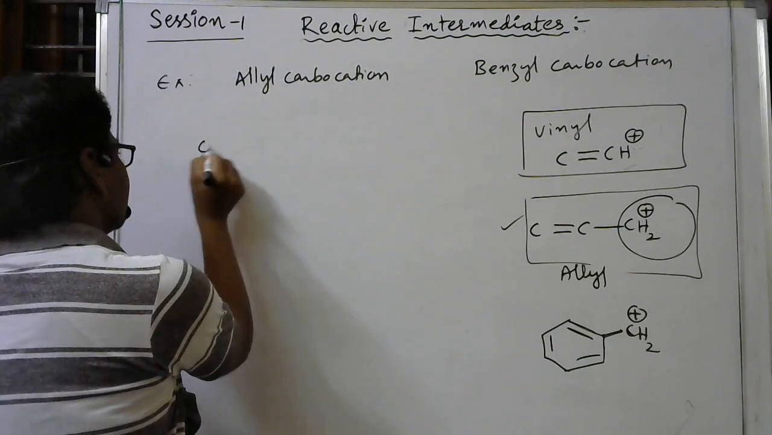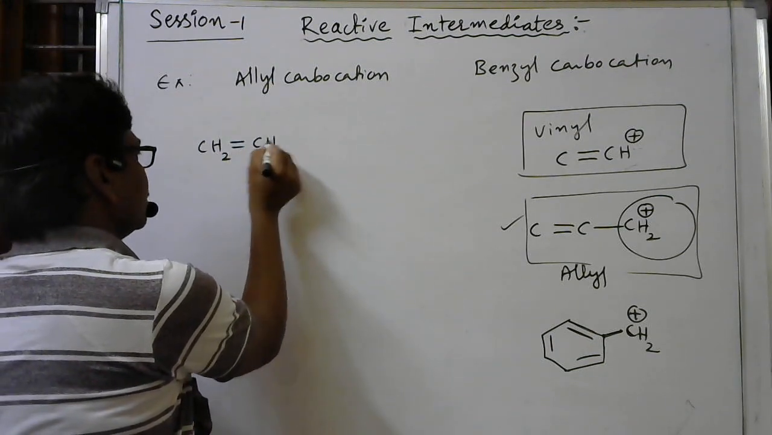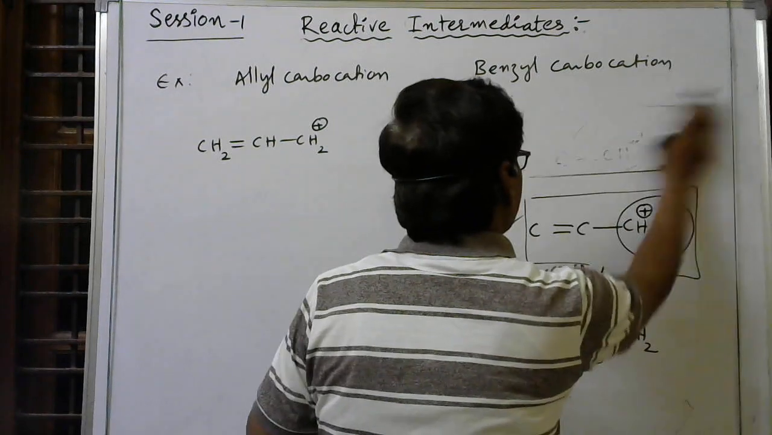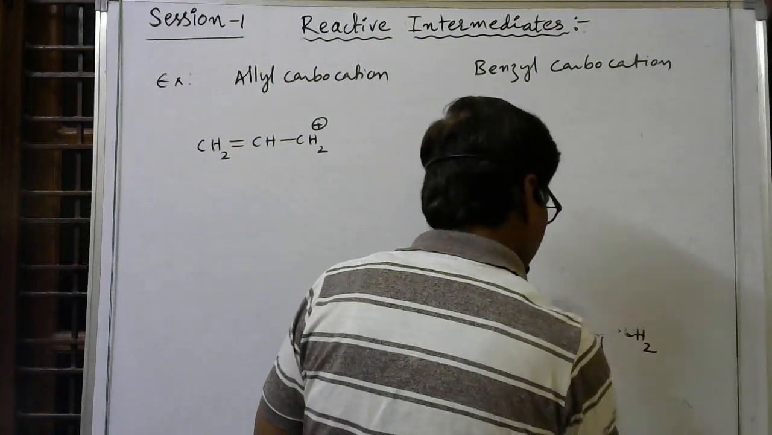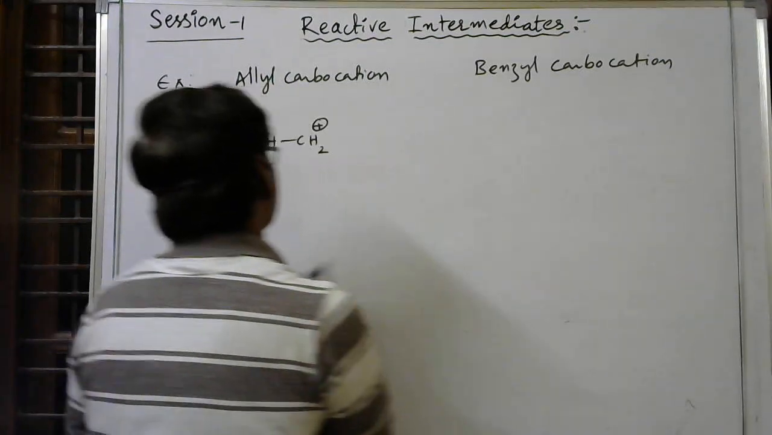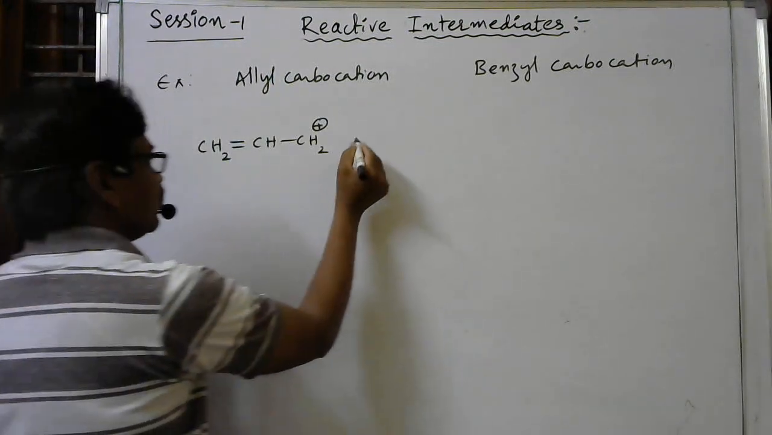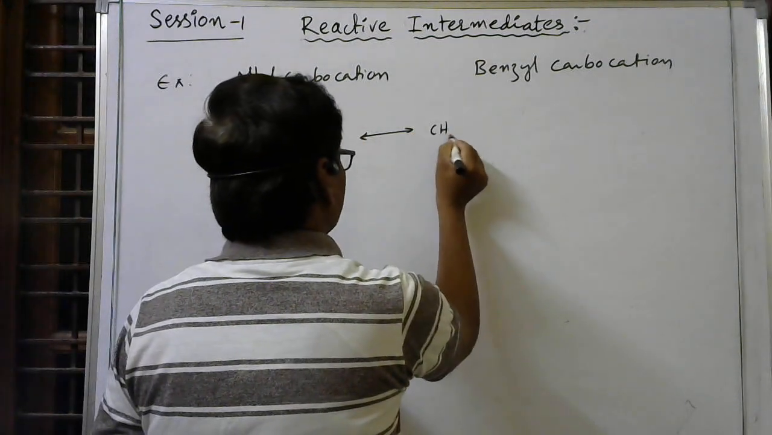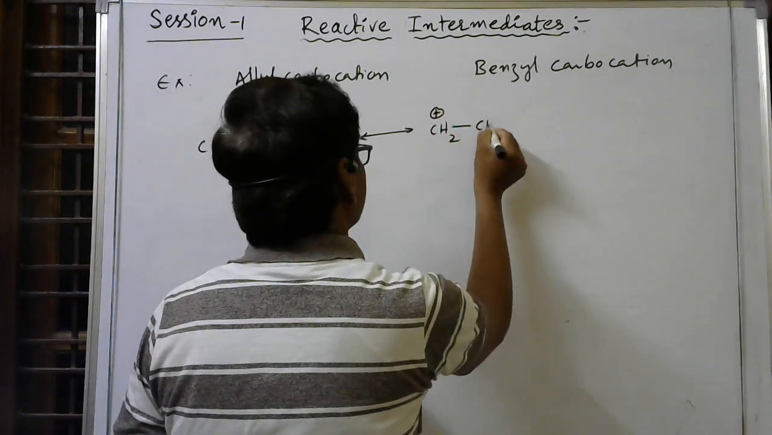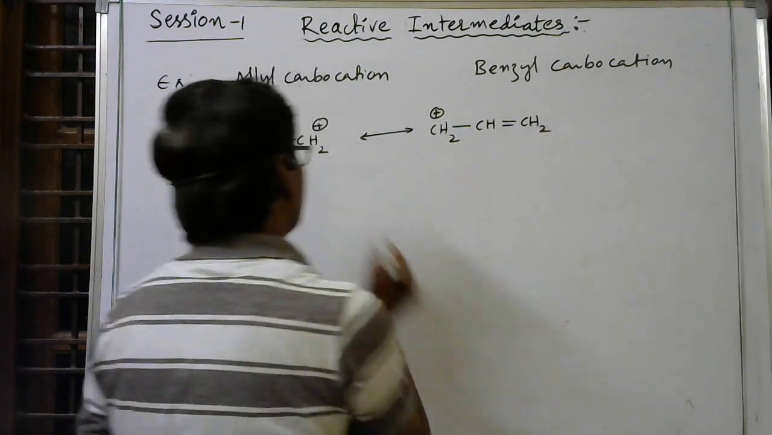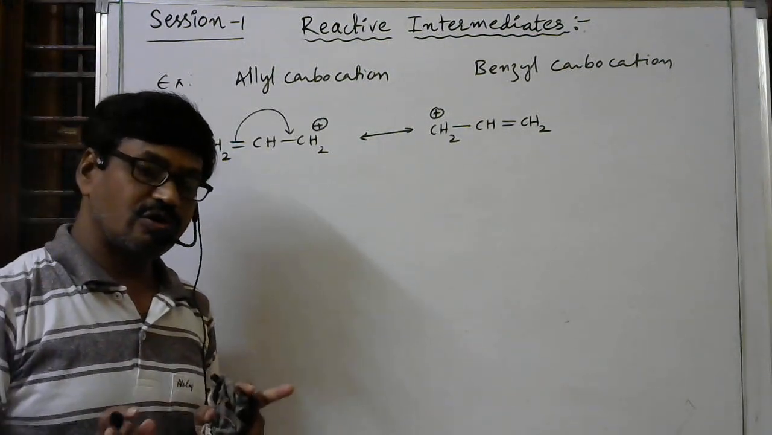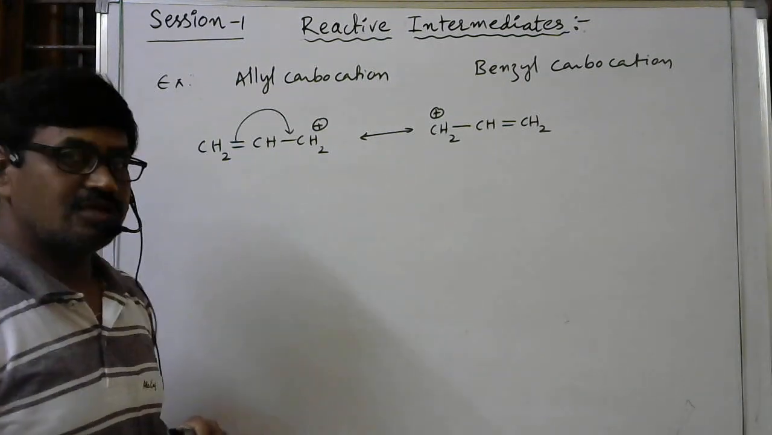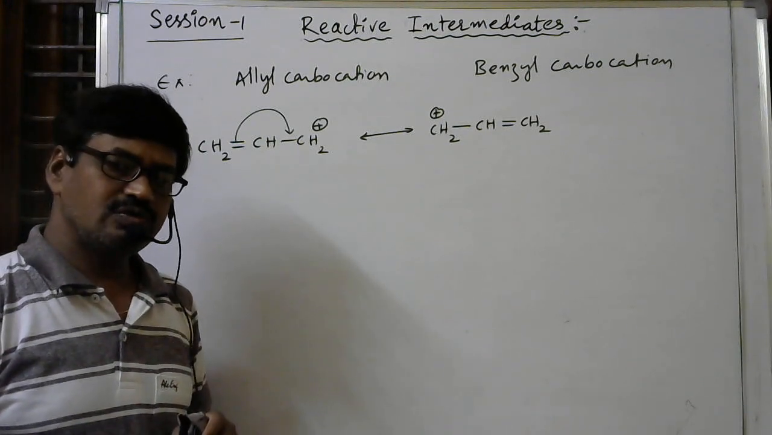Allyl carbocation: you write CH2 double bond CH, CH2 positive charge. This is the allyl carbocation. Allyl carbocation has resonance. Because of stability with respect to resonance, it is more stabilized. See here, one more resonance form: this pi electron shifted from here to here. So CH2 plus, single bond, CH double bond CH2. Like this, it has two direct resonance forms. Because of resonance, it is more stable. Its stability is almost equal to secondary carbocation.